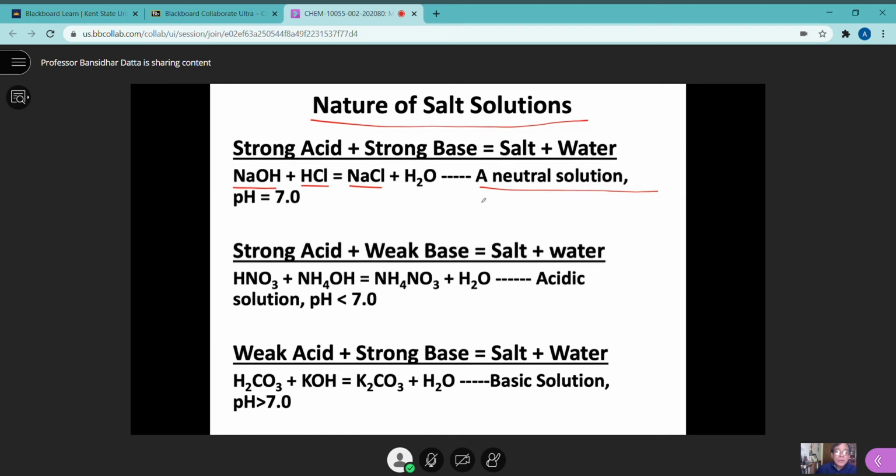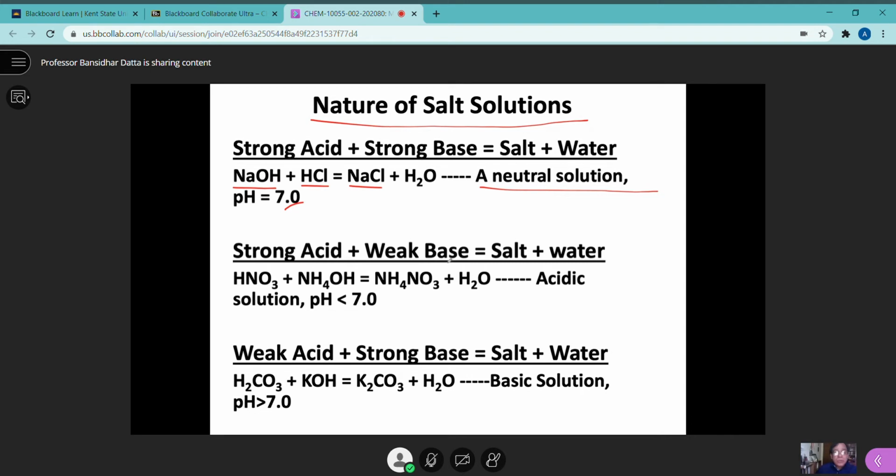Strong survives always. That's basically the rule of thumb in nature. And therefore, this is a neutral solution. No acidity, no basicity. It's pH 7.0. If you have a strong acid plus weak base, you'll make a salt and water always.